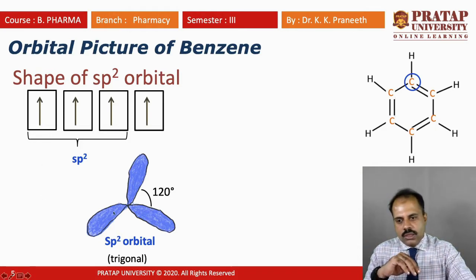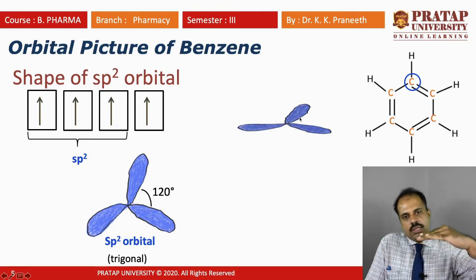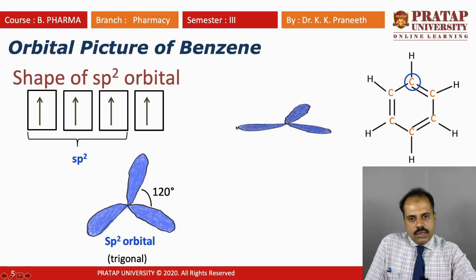So this is the structure, the shape of this sp2 orbital. So 1, 2 and 3, these 3 orbitals and these 3 lobes represent 3 orbitals. The same sp2 orbital I have drawn in a plane, and now I have created it in a 3-dimensional fashion to show you.